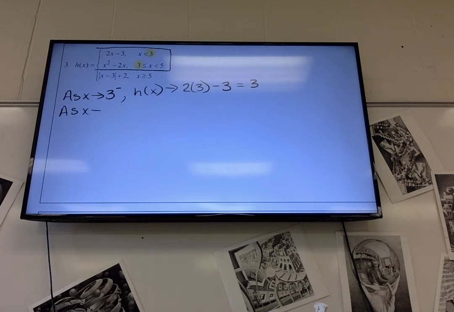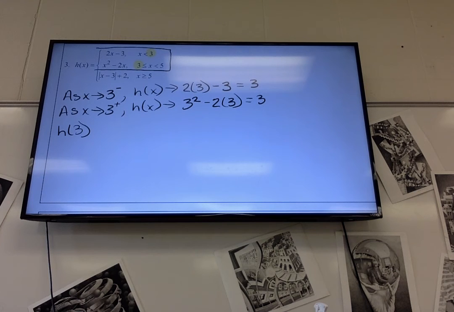As x approaches 3 from the right, I'm going to use the second equation there. So that's 3 squared minus 2 times 3. And that's 9 minus 6. That's also 3. So this is either jump or point discontinuity, because those 2 are the same, or it's continuous. If h of 3 is also 3, then it's continuous.